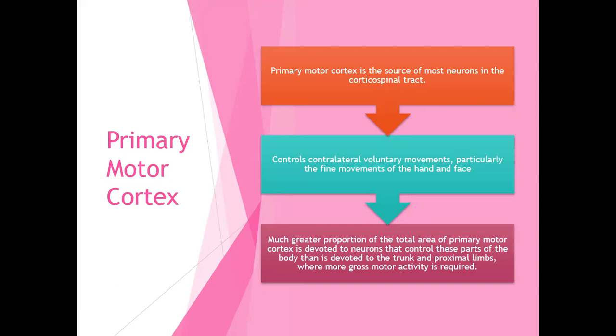So the primary motor cortex on each side, each hemisphere of the cerebral cortex, controls contralateral voluntary movements, particularly fine movements of the hand and face. As you can imagine, in a survival sense, fine movements of the hand and face are pretty important, right? So there's a much greater proportion of the total area of primary motor cortex devoted to neurons that control the hand and face than the whole rest of the body, where more gross motor activity is required.